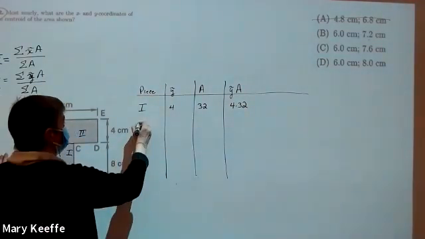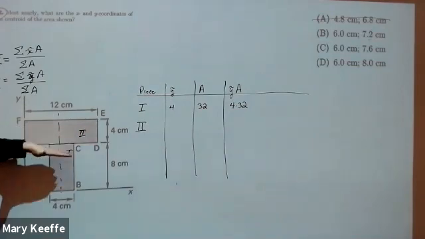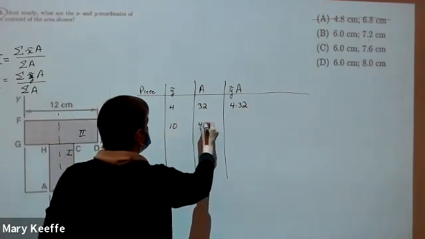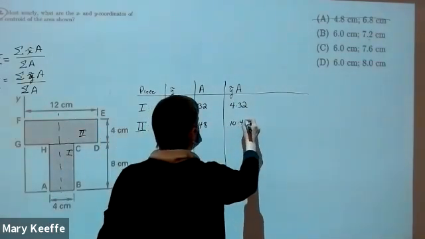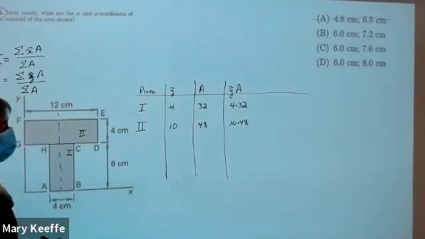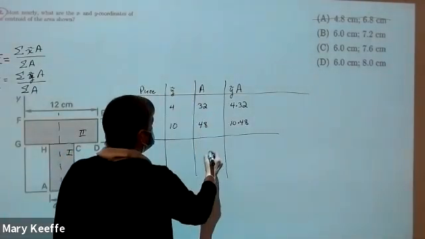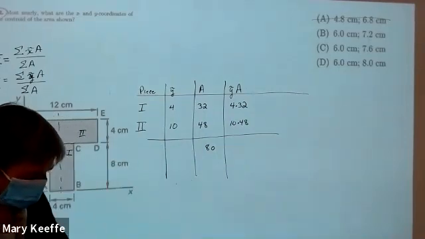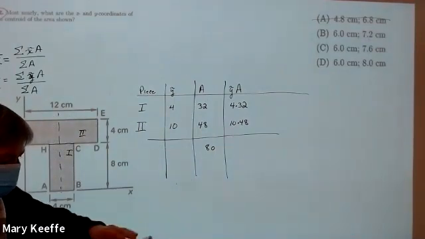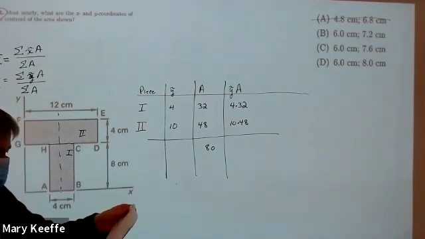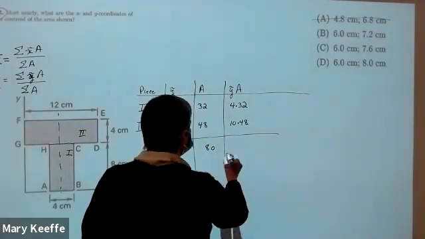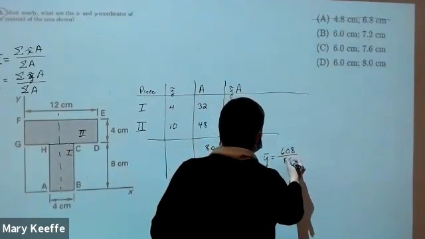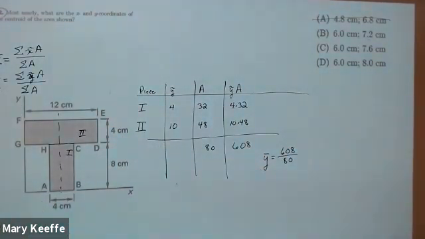Okay. Piece 2, the centroid would be right in the middle. So I have my 8 plus my 2 is 10. The area is 4 times 12. And so this is going to be 10 times 48. Okay. Now what I need to do is sum the last 2 columns. So 32 and 480 is 512 total, and I got 608. Okay, so that means y bar is going to be 608 divided by 80, which is 7.6.